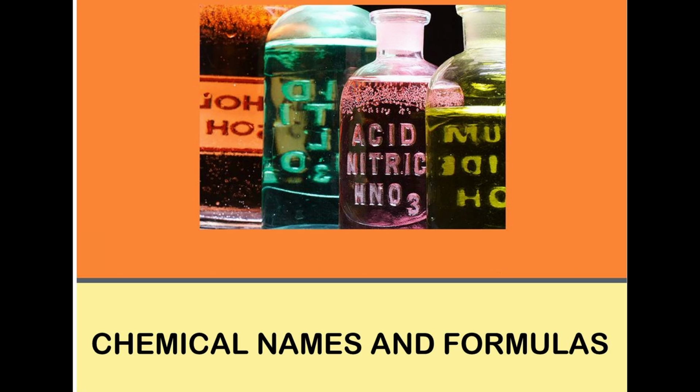In this chapter, the following topics are discussed: naming monoatomic and polyatomic ions, naming and writing formulas for ionic compounds, naming and writing formulas for molecular compounds, naming and writing formulas for acids and bases, the laws of definite and multiple proportions.